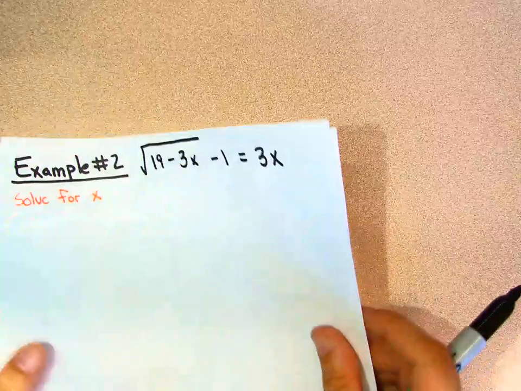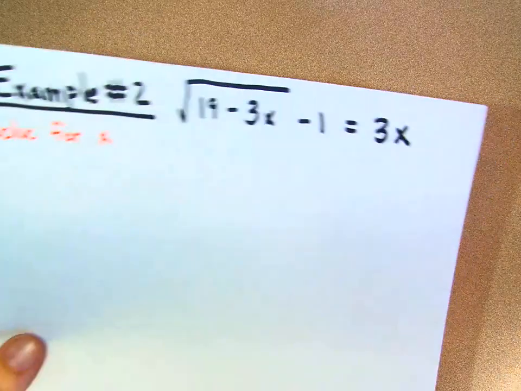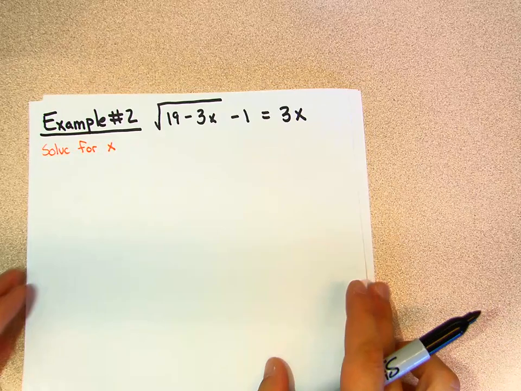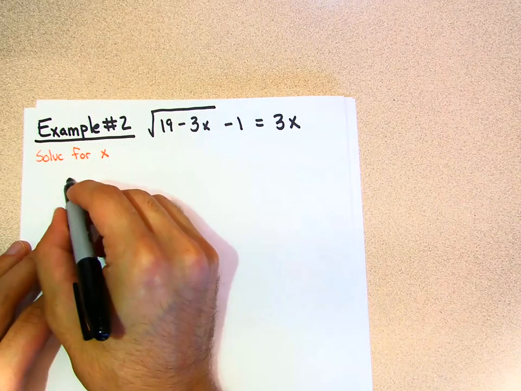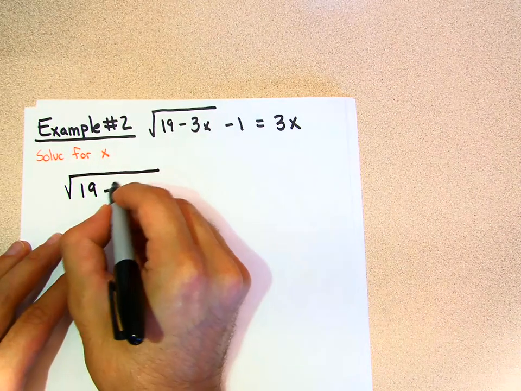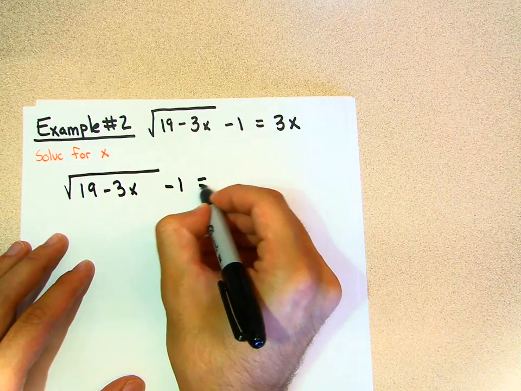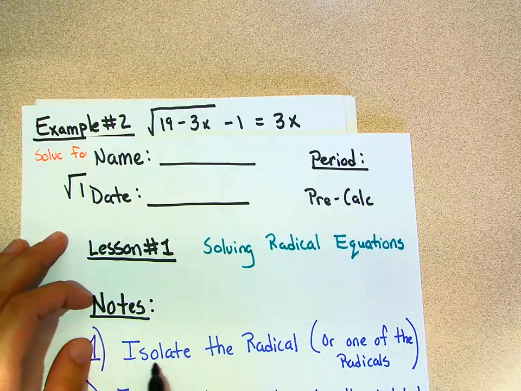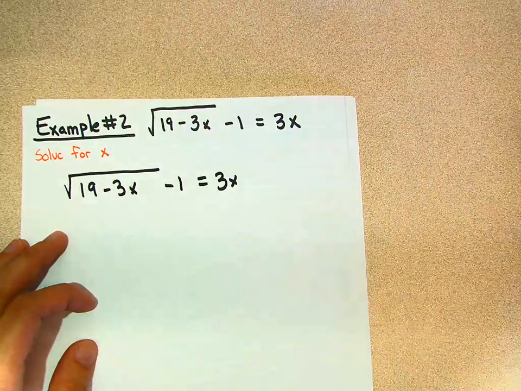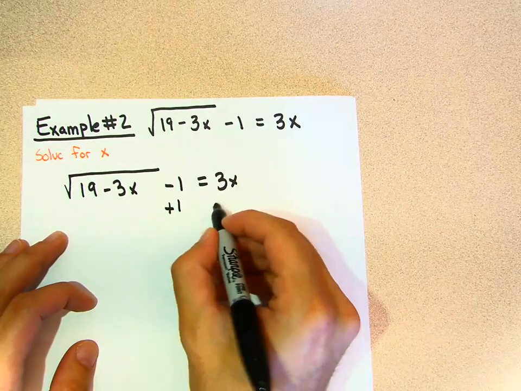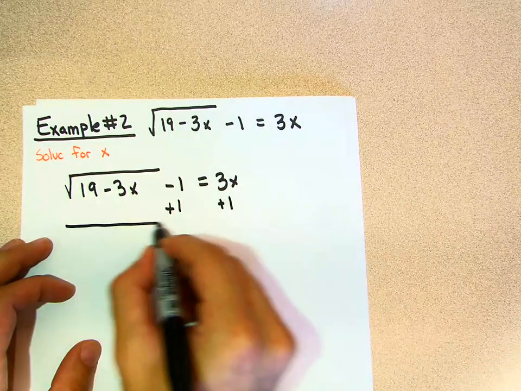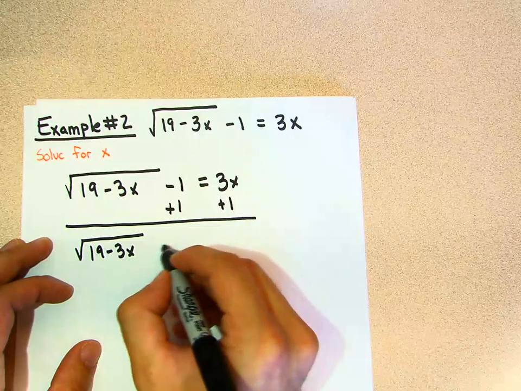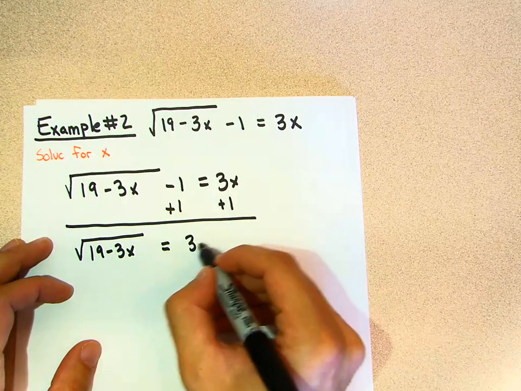Let's look at example number 2. Okie dokie. So, example 2. If I have square root of 19 minus 3x minus 1 equals 3x, what's your first move? Always isolate the radical, right? So how do I isolate this radical? This is plus 1. And now what do I have? I have square root of 19 minus 3x is equal to 3x.